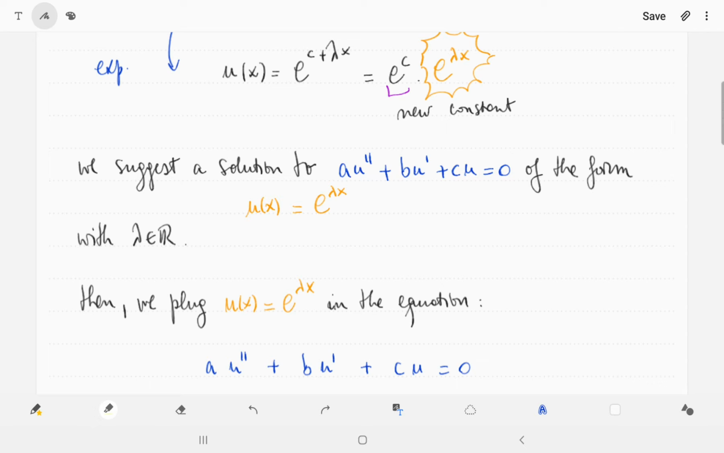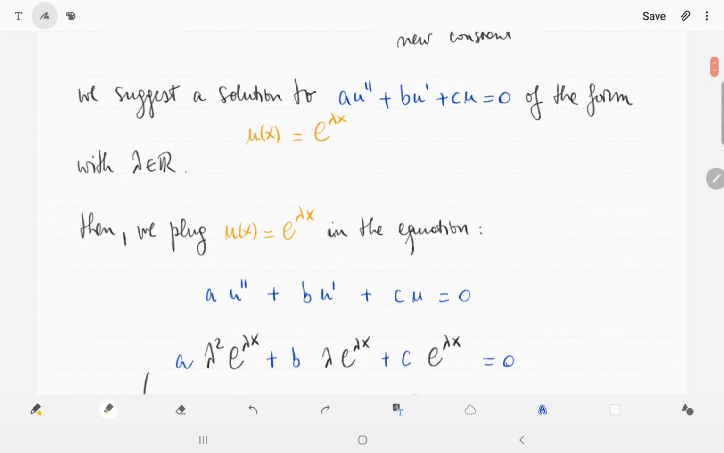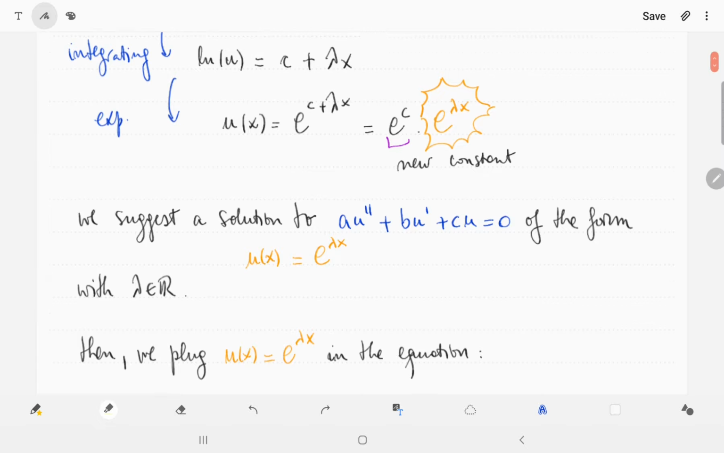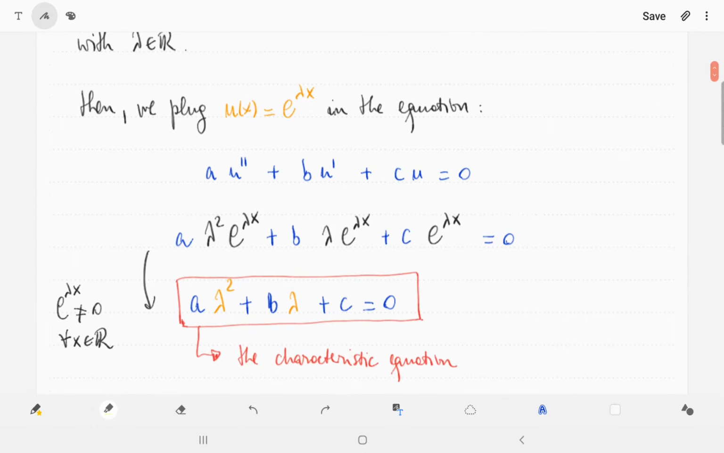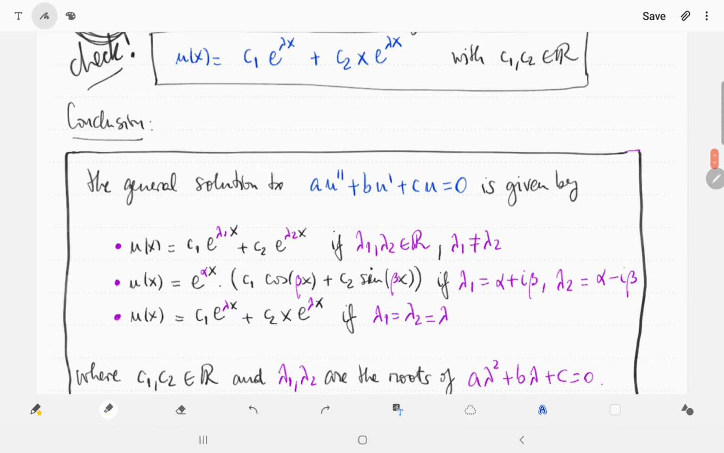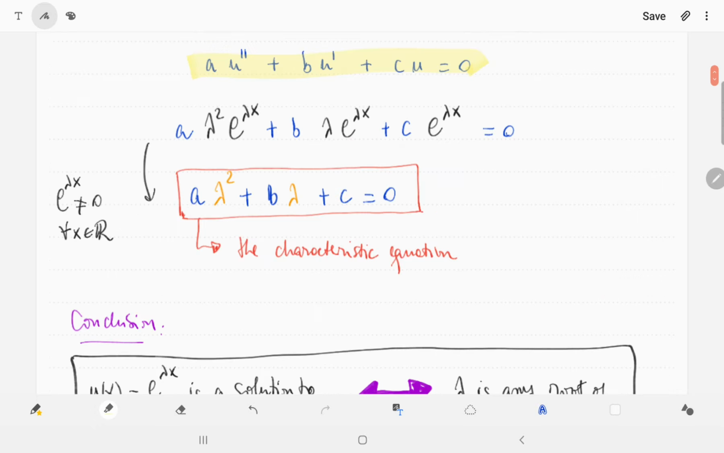Okay, so we suggest a solution of this exponential form, e lambda x. I'm proposing this type of solution. If this is a solution, it has to verify the equation, right? So what we do here is just plugging this solution into the equation.